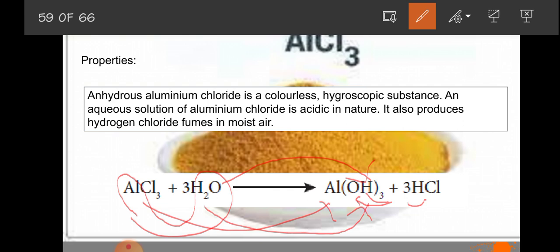Aluminum chloride is a salt with water. So aluminum chloride salt, with the water molecule added, we are getting the aluminum hydroxide base. Okay, and this is acid. So we are getting acid. So these are all the properties of aluminum trichloride.